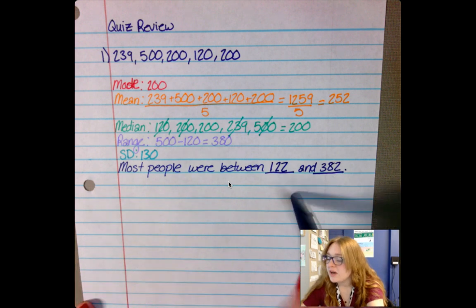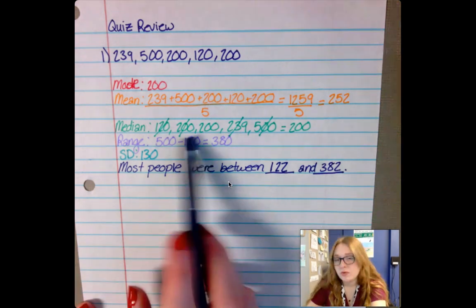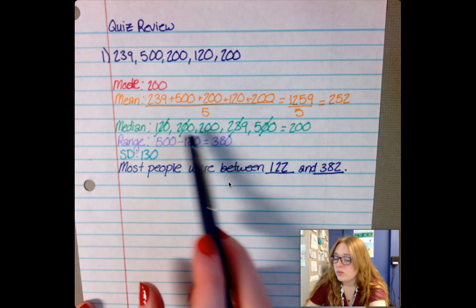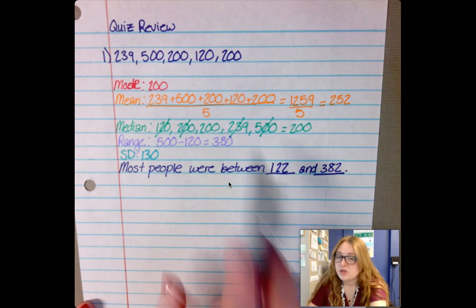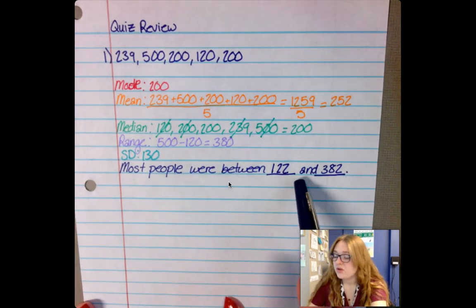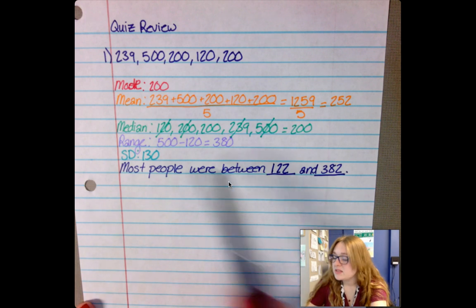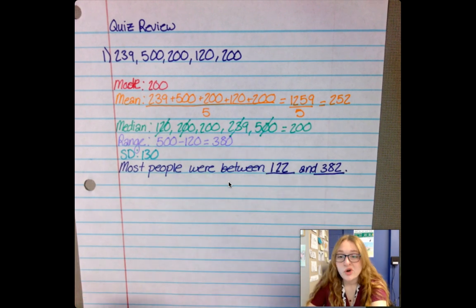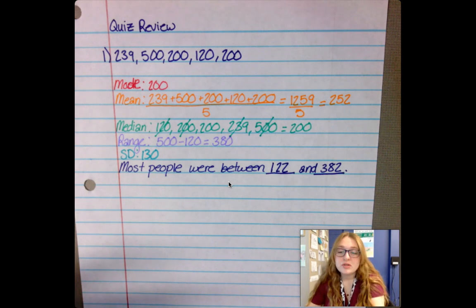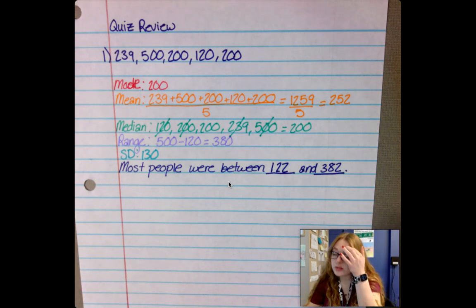And if you look at our data set, especially in our median where they're organized, we can see that the middle three values here are between 122 and 382. And since 3 is the majority of our 5 values here, that statement is true. Most people, most of these values were between 122 and 382.